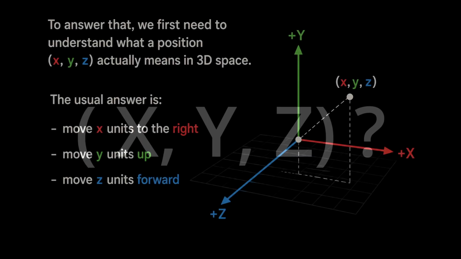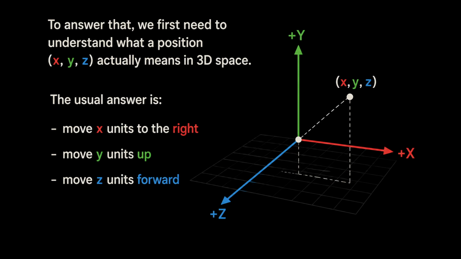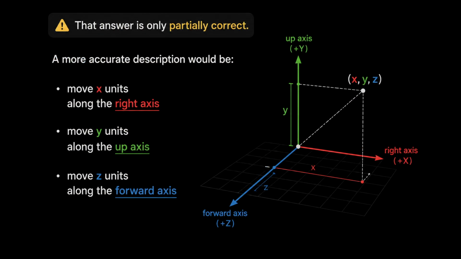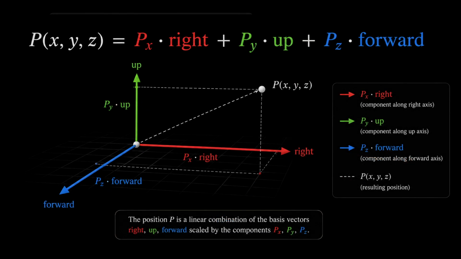The usual answer is: move x units to the right, move y units up, move z units forward. That answer is only partially correct. A more accurate description would be: move x units along the right axis, move y units along the up axis, move z units along the forward axis. Mathematically, we can write this as a simple formula, where the vectors representing directions are right, up and forward. These vectors are called basis vectors. Together, they define the coordinate system in which the point is expressed.